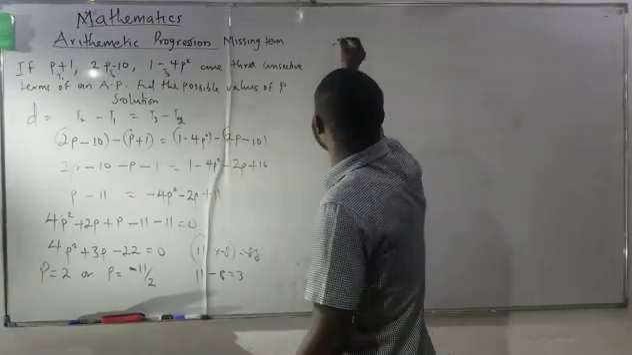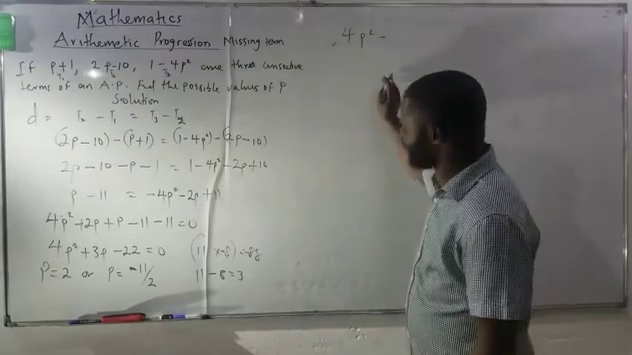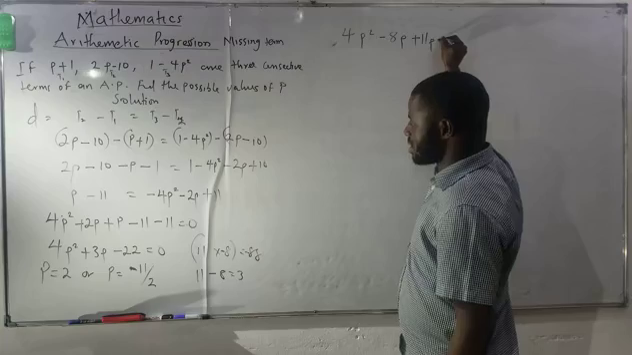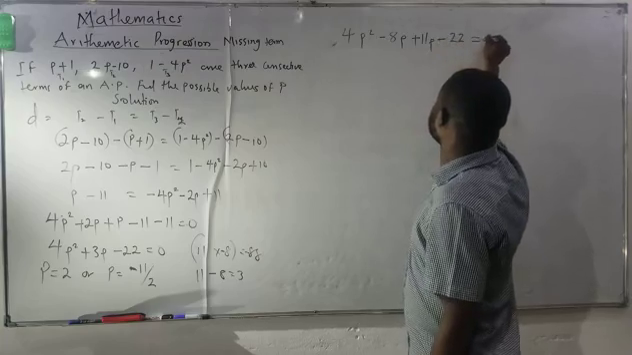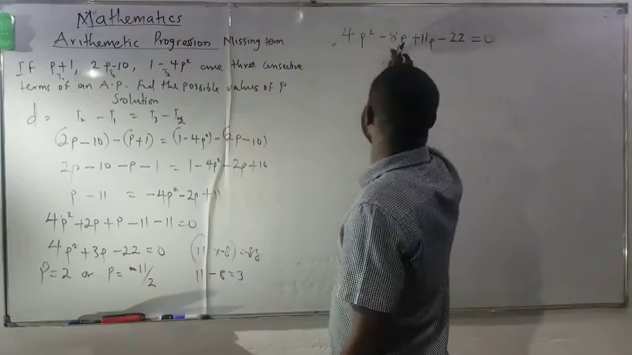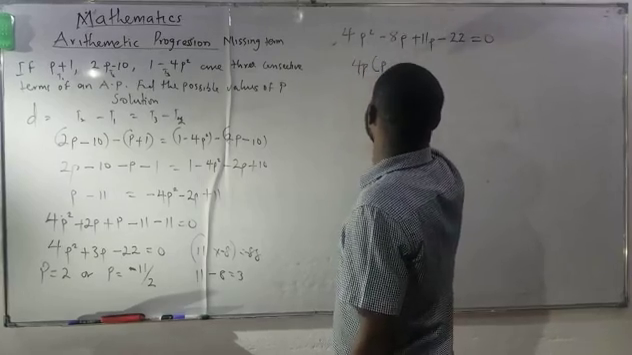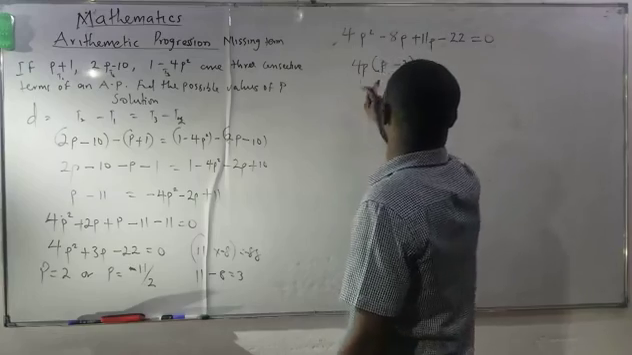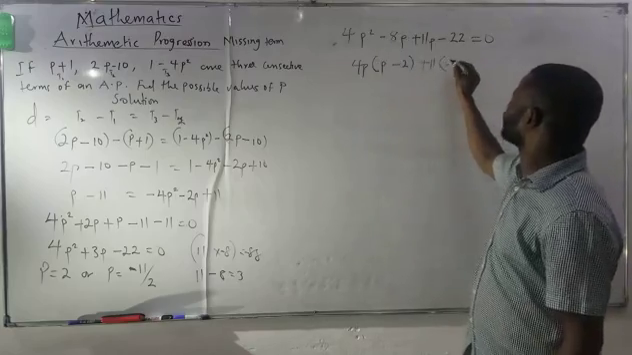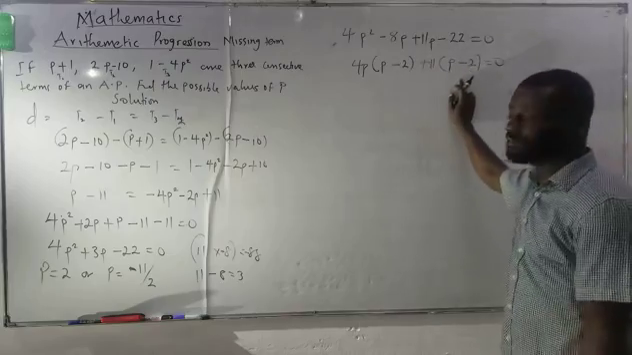It means I will have 4p squared. I wanted to leave it for you guys to do before, but no problem. Let me do it. Minus 8p plus 11p minus 22 equals 0. I'm just factorizing. I'll have 4p bracket of p minus 2, common things there, and plus 11 bracket of p minus 2. You know, this must be equal to this. If not, you have done rubbish.